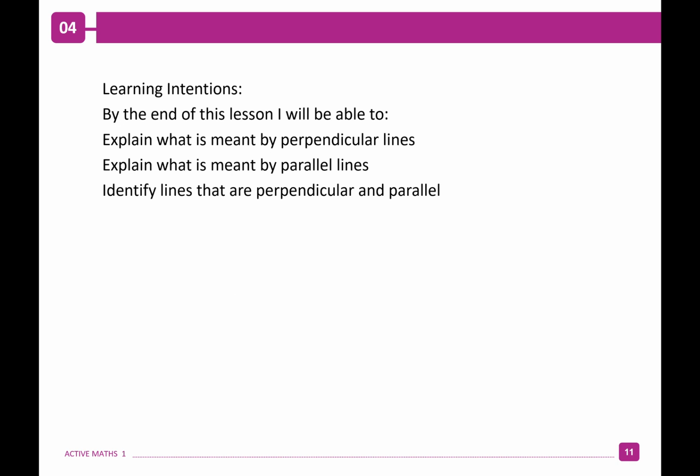Hi guys, our learning intentions for today are: by the end of this lesson you will be able to explain what is meant by perpendicular lines, explain what is meant by parallel lines, and explain and identify lines that are parallel and perpendicular to each other.